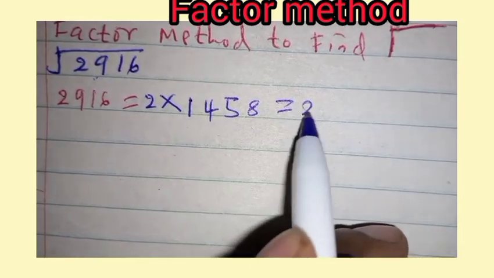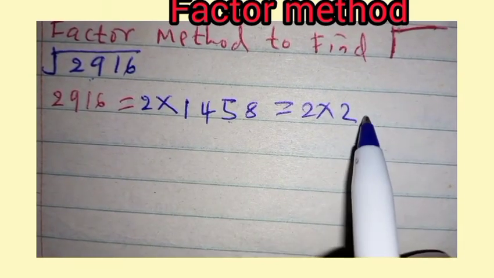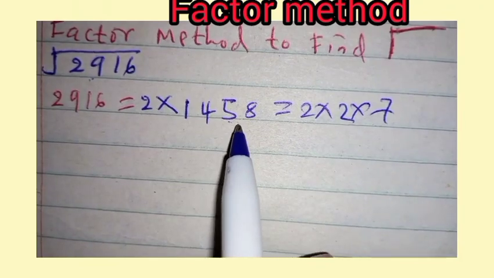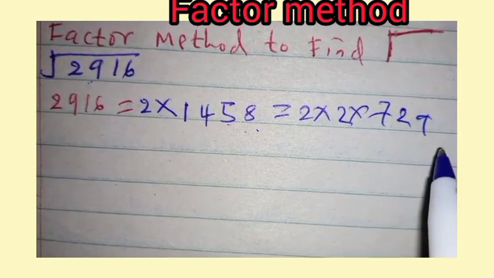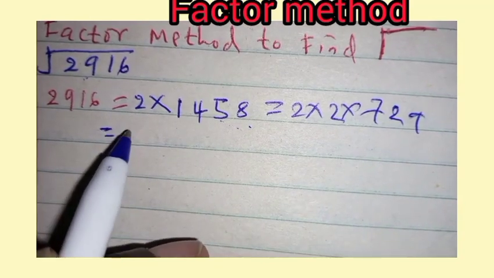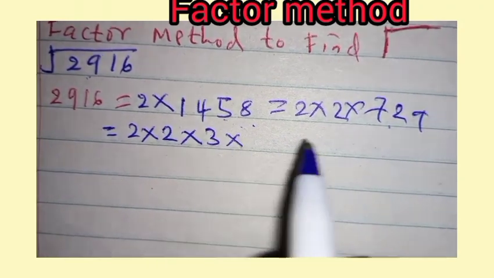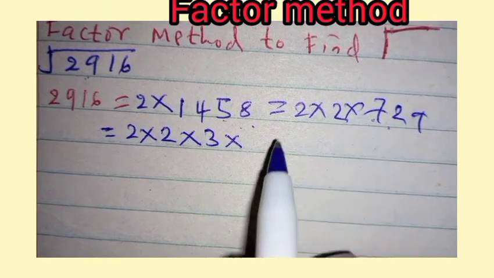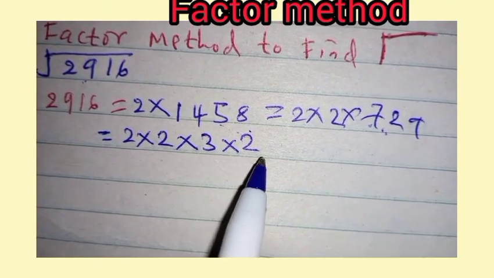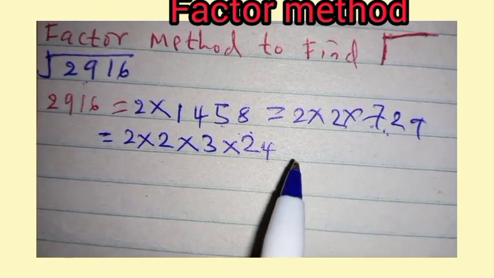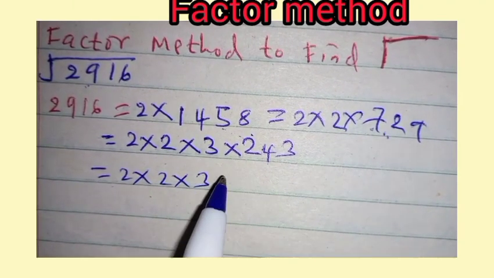This is equal to 2 times 2. When you divide this other number by 2, 14 divided by 2 will give you 7, and 5 divided by 2 will give you 2, carry 1. This is 729. So it is equal to 2 times 2 times 729, and 729 divided by 3 will give you 243. So this is equal to 2 times 2 times 3 times 243.